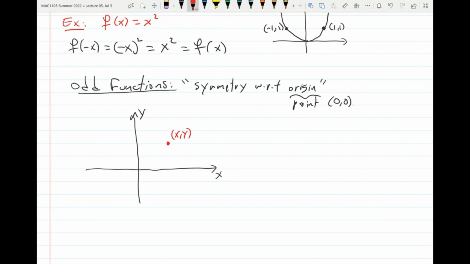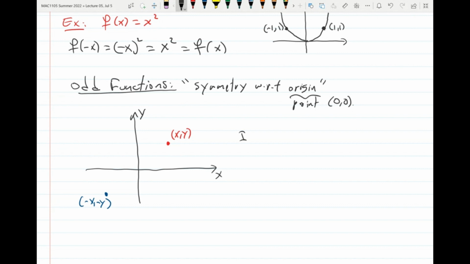So how do we say that mathematically? Well, if x comma y is on the graph, then who is the point directly across, at the same distance from the origin? That would be negative x comma negative y. So you need to change the sign of both. If x comma y is on the graph, then it will always have a partner, and that partner would be negative x comma negative y. Do you understand this? So that's what it means to be odd.